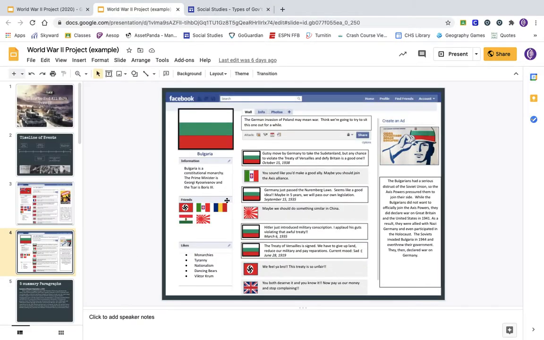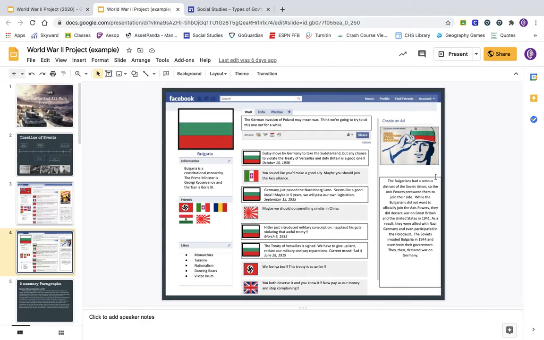On the likes, you have to have 5 likes: 3 serious and 2 can be funny. So Bulgaria likes monarchies, tyranny, and nationalism. But they also like dancing bears, which is a thing in Bulgaria, and Viktor Krum because he was the seeker for the Bulgarian team in Harry Potter.